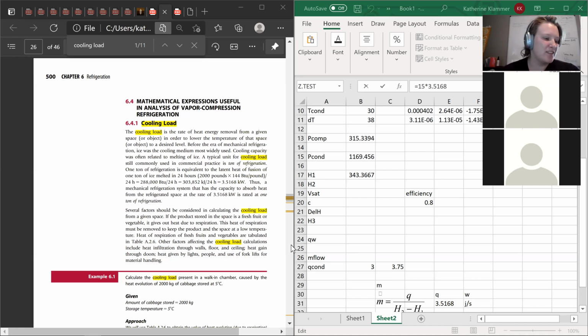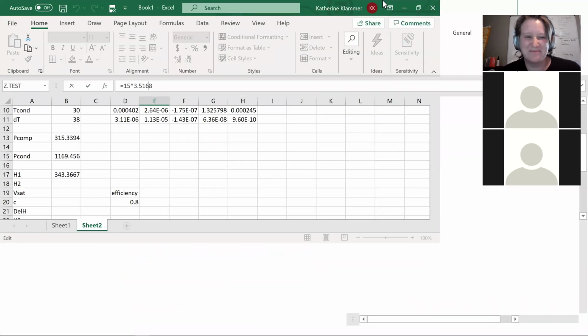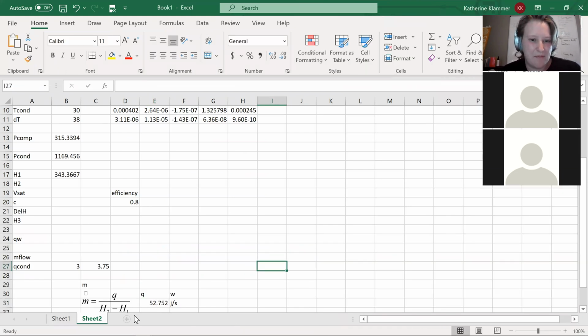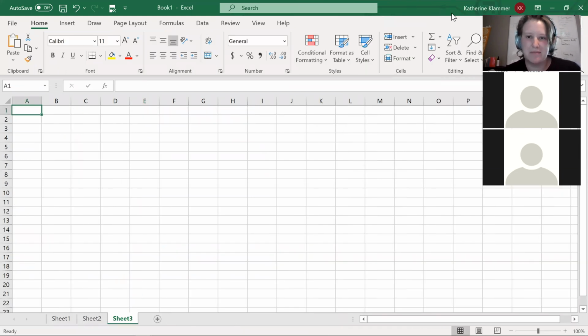Do you guys want to do a problem for Plank's or Pham's equation for freezing? Okay, we'll do that then. If my Excel spreadsheet wants to cooperate. Maybe not. Okay, there we go.